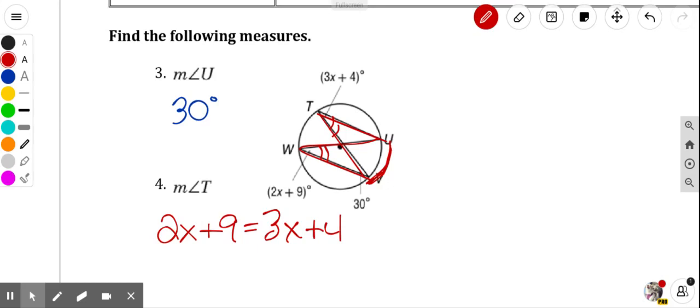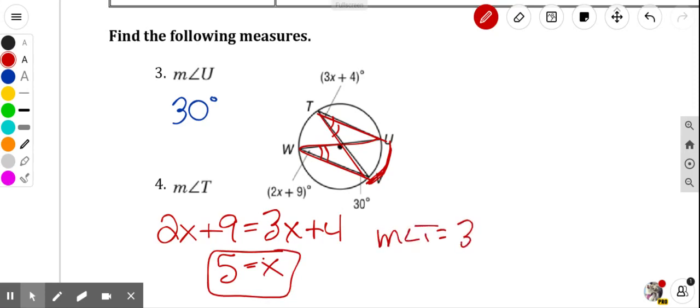And then solve. So subtract 4, subtract 2x, you end up getting 5. This is asking for the measure of angle T, so then you would just plug it in. So you're going to have 3 times 5 plus 4. So that's 15, 19. Okay, so that's that theorem.